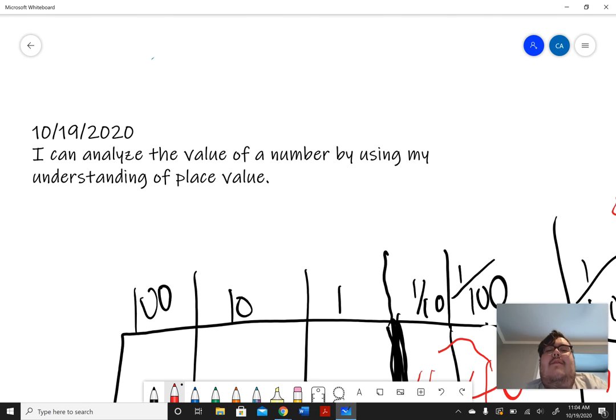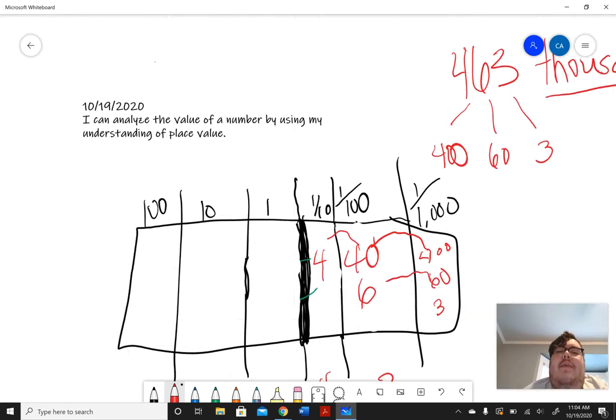It says I can analyze the value of a number by using my understanding of place value. I think that has been accomplished today.